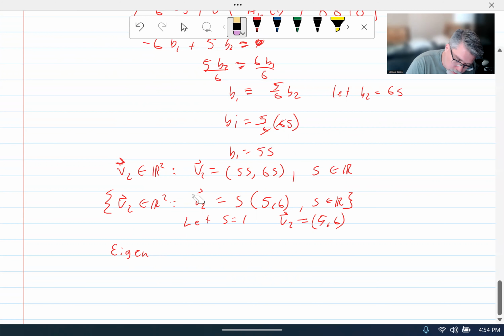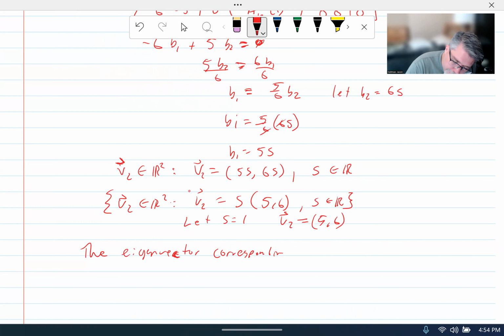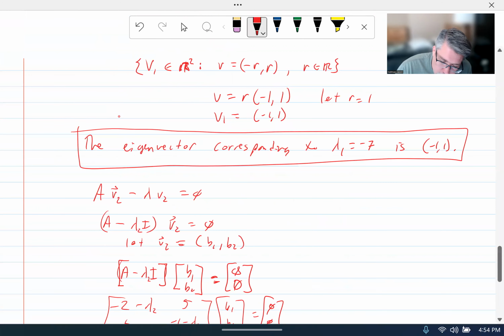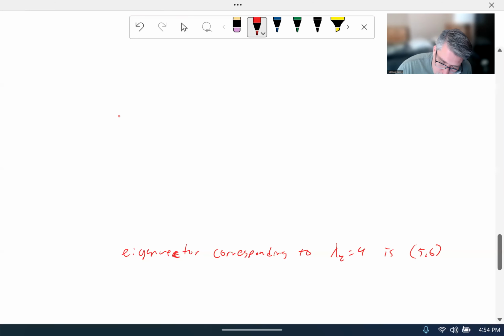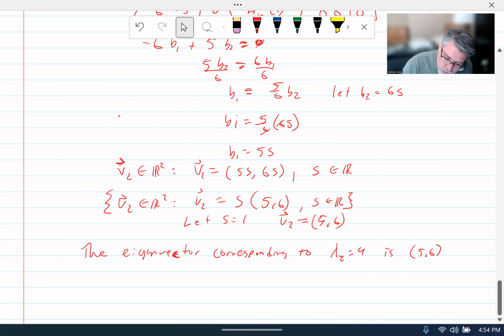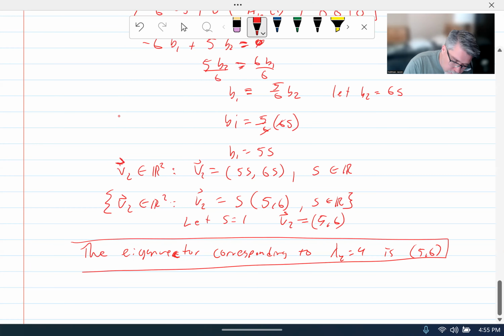corresponding, let me write this out as a sentence. The eigenvector corresponding to lambda 2 equals 4 is V2 = (5, 6). Okay. How did I write it before? Yeah, that's fine. Okay, it's (5, 6). So to sum this up, okay.